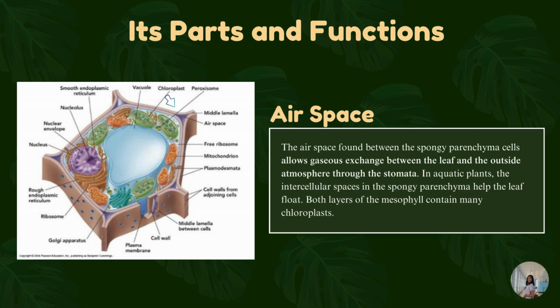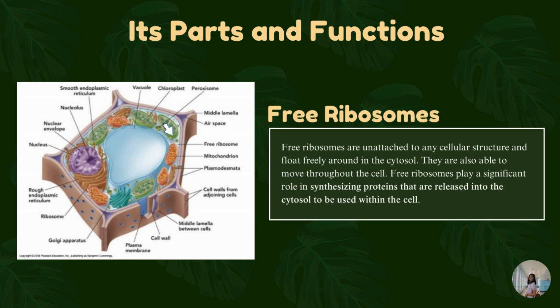Next part of plant cell is airspace. The airspace found between the spongy parenchyma cells allows gaseous exchange between the leaf and the outside atmosphere through the stomata. In aquatic plants, the intercellular spaces in the spongy parenchyma help the leaf float. Both layers of the mesophyll contain many chloroplasts.